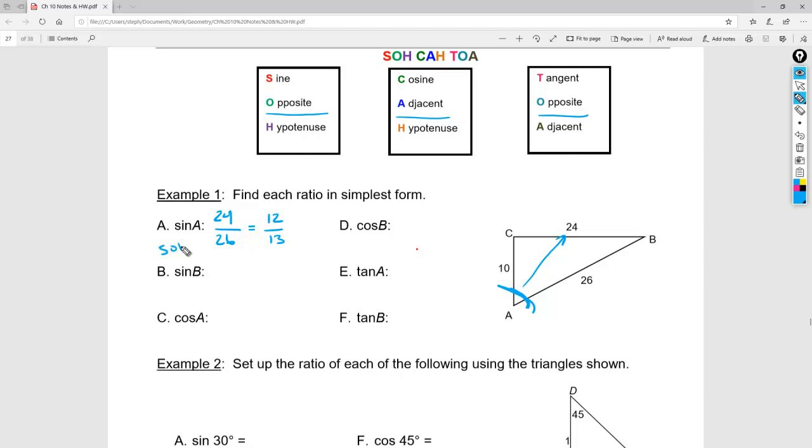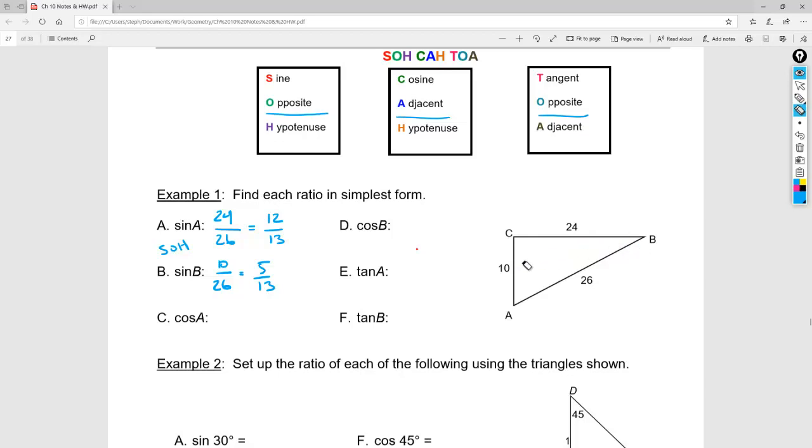And if we used our acronym, that would have been sine being opposite over hypotenuse. Right? You can look up here. Okay, sine of B, similar situation. So I'm starting off with angle B. I am looking for opposite, so this time 10 over hypotenuse. So again, I'll use 26. If I reduce that, I will get 5 over 13.